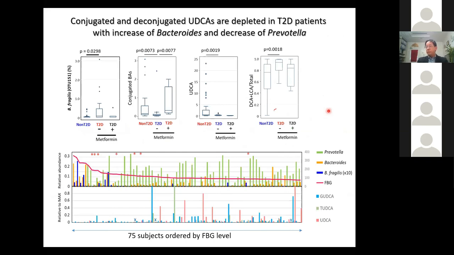So, what happens in the T2D group? A high abundance of Bacteroides is one of the typical characteristics in T2D patients.